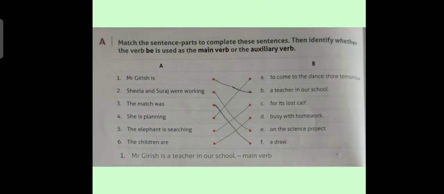Now let's discuss exercise A. Match the sentence parts to complete these sentences. Here, as you can see, the sentence is cut into two different parts and it has been given in the form of matching. You have to match those parts and make a complete sentence. Then identify whether the verb be is used as the main verb or the auxiliary verb. You have to do three things in this exercise.